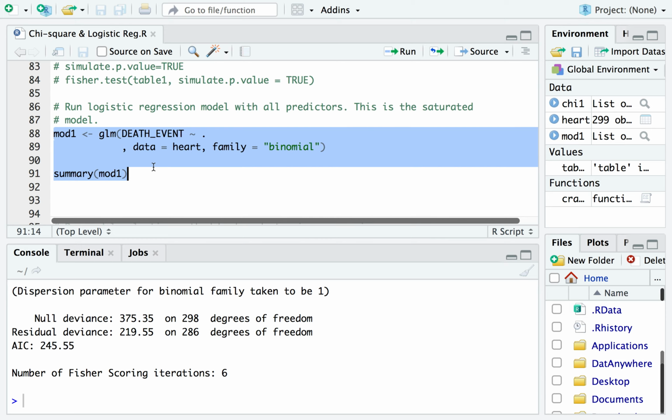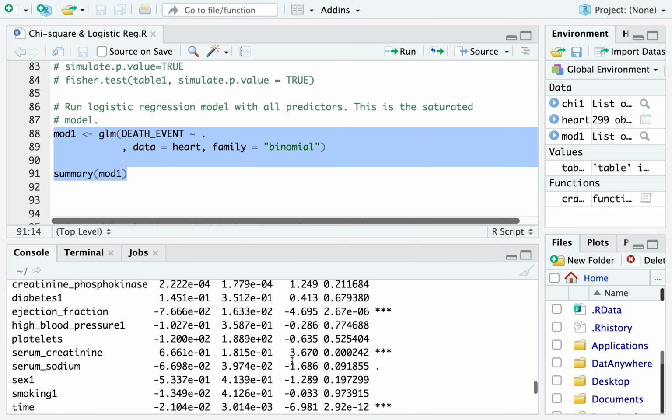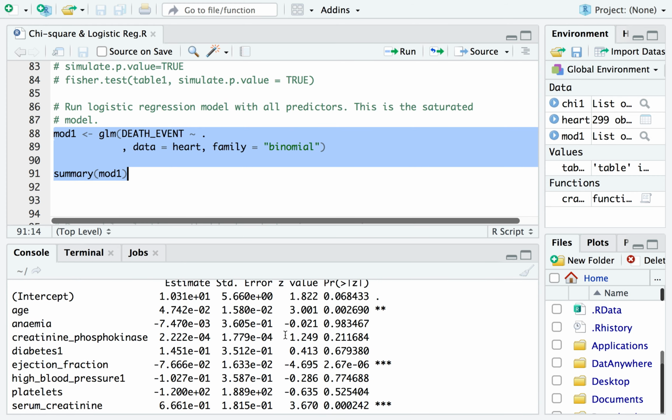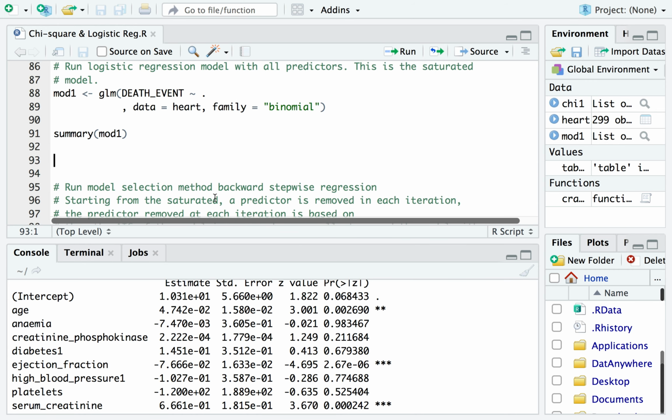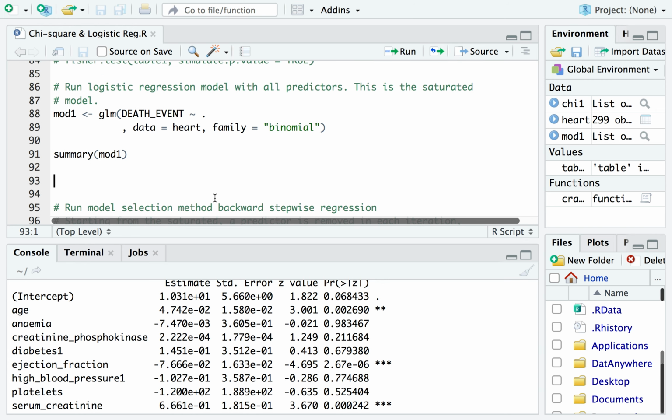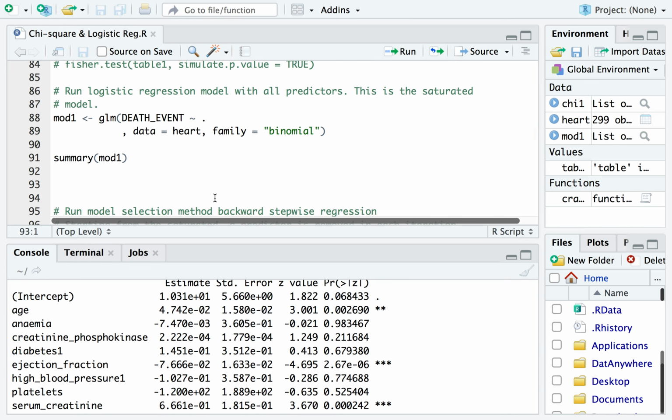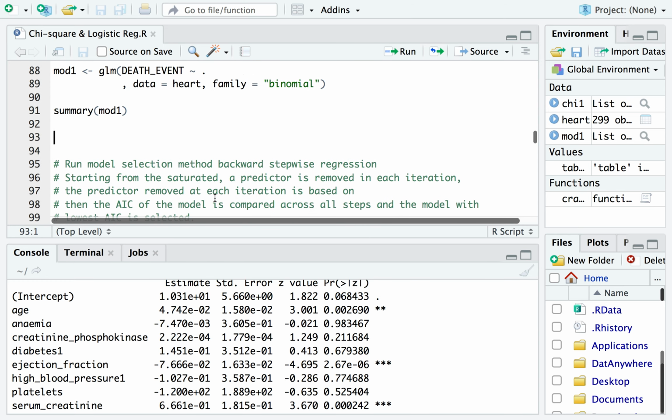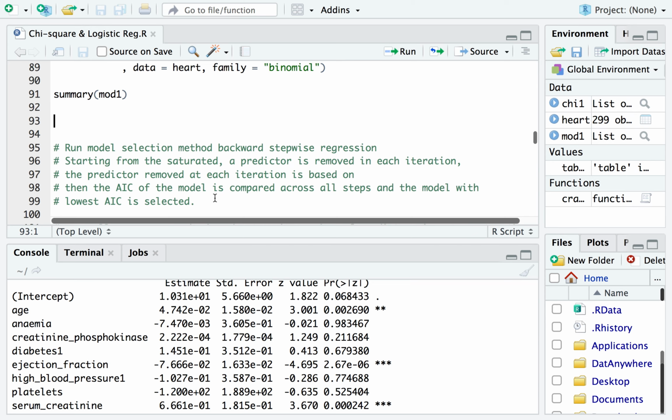We just wanted to look at it, and we can see here that some things are significant and some things are not. However, this isn't the most parsimonious model. We want it to include as many predictors as needed, and we know that it doesn't necessarily need all the predictors. So we might want to use some sort of model selection technique.